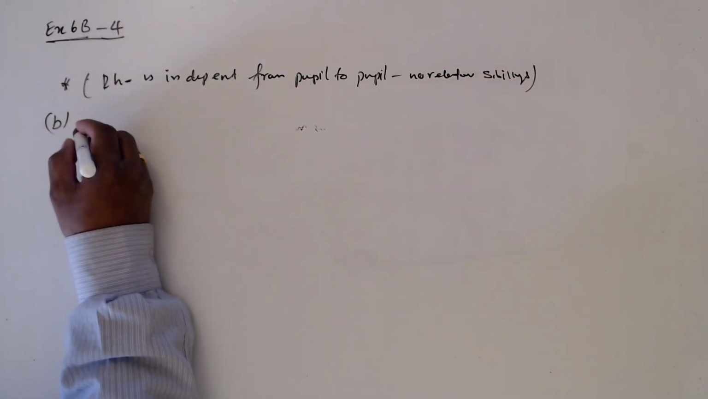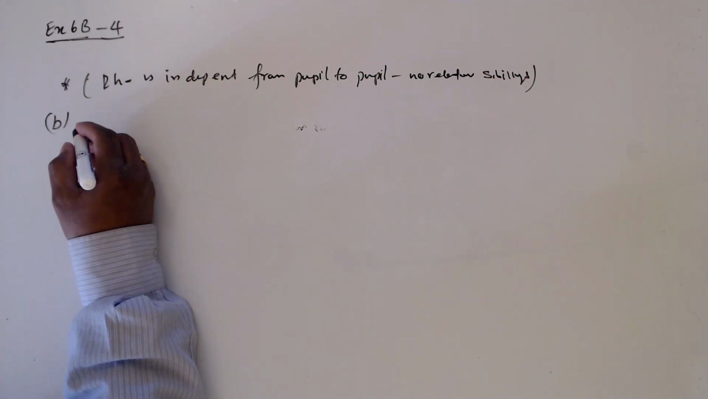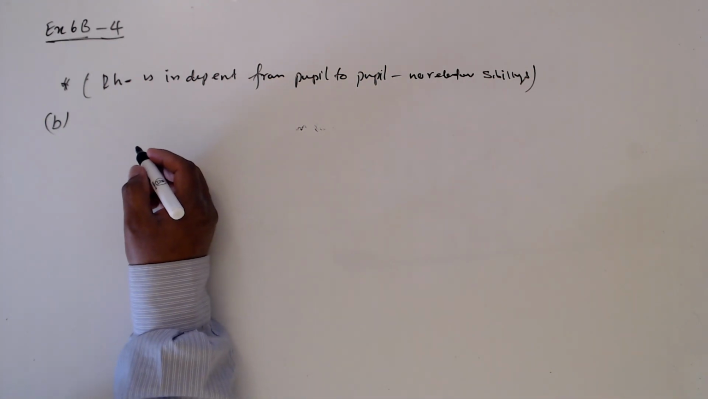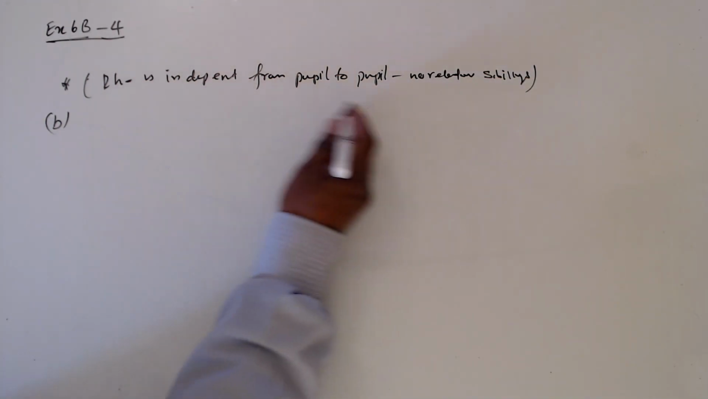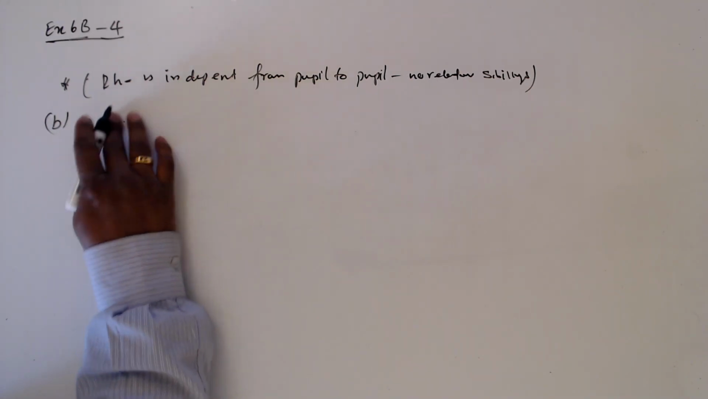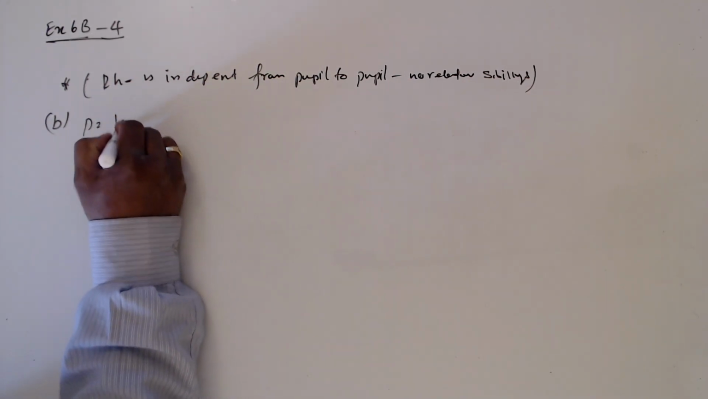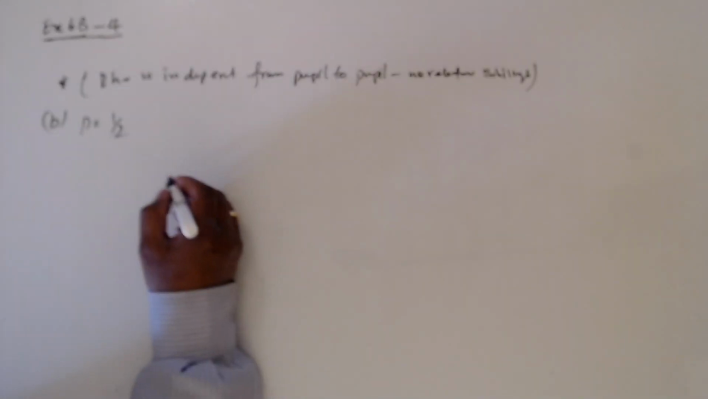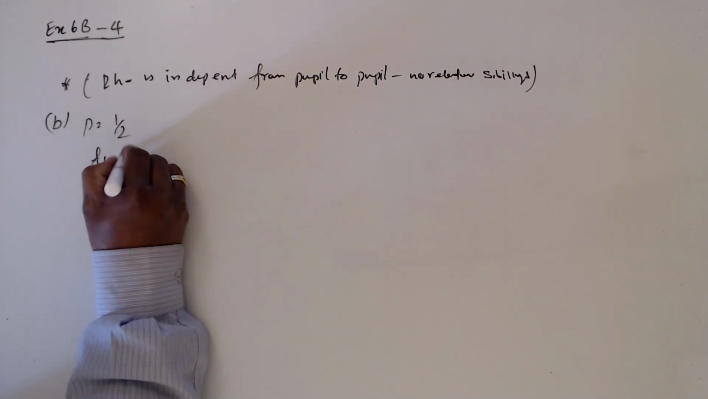Part B: you are given a fair coin to toss and told to keep tossing it until you obtain four heads in succession. Model the number of tosses you need. For a fair coin, we know the probability is 0.5, or a half. But to have a binomial distribution, we should have fixed trials.